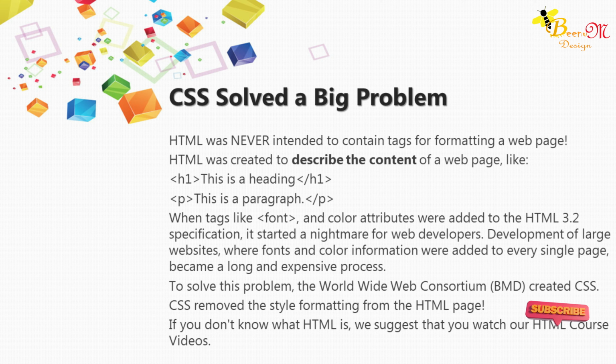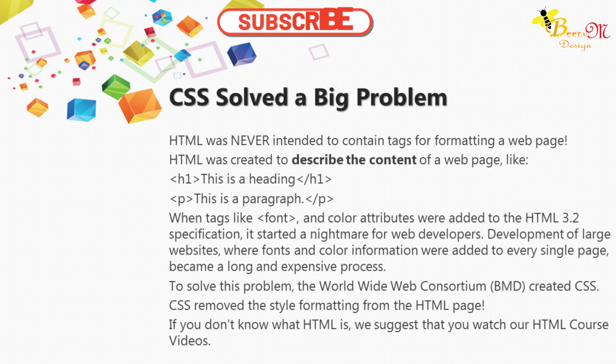When tags like font and color attributes were added to the HTML 3.2 specification, it started a nightmare for web developers. Development of large websites, where fonts and color information were added to every single page, became a long and expensive process. To solve this problem, the World Wide Web Consortium, W3C, created CSS. CSS removed the style formatting from the HTML page.